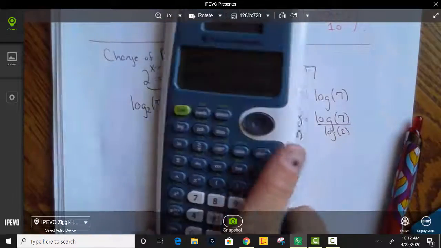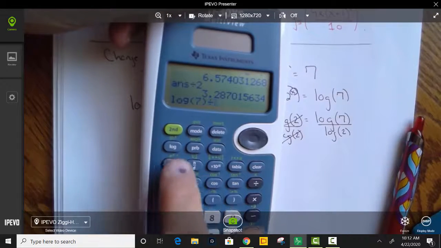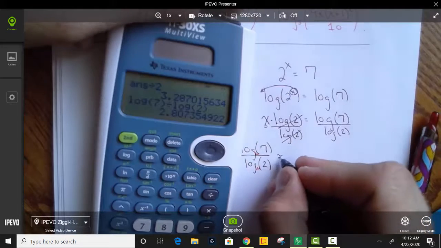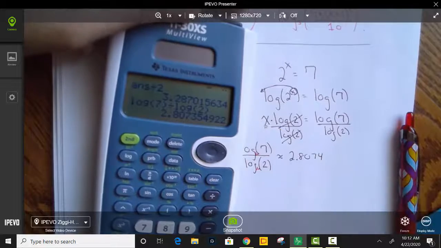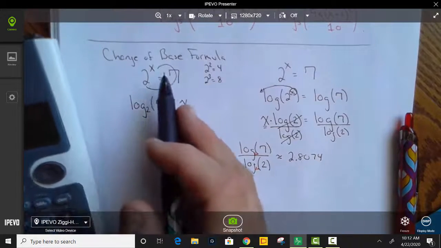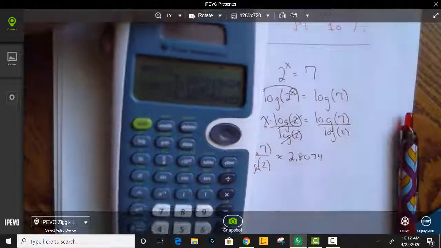So we can't type log base 2 of 7 in the calculator, but we can type this expression in. If we go to our calculator and type in log of 7 divided by log of 2, we get approximately 2.8074. Remember we said, what power of 2 gives us 7? We said it's going to be somewhere between 2 and 3. 2.8074 is between 2 and 3.